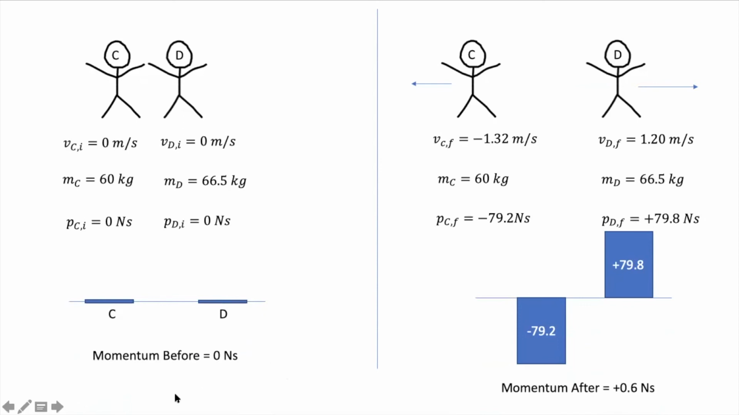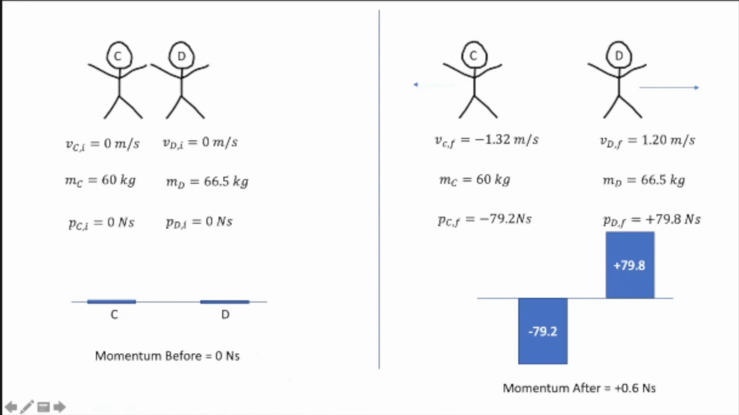Finally, at the end, you're asked about something called conservation. Does the momentum before equal the momentum after? In order to answer this question, you're going to need to measure the total momentum before, which in this case was 0, compared to the total momentum after, which was positive 0.6 Newton seconds. Depending on how you decide to argue this, you could say this collision may or may not have obeyed the law of conservation of momentum.